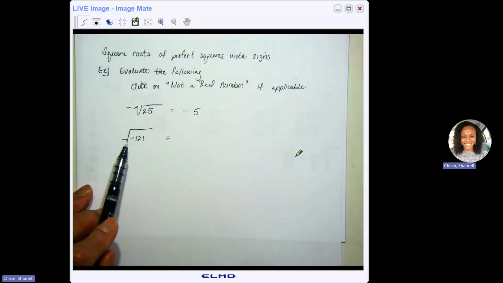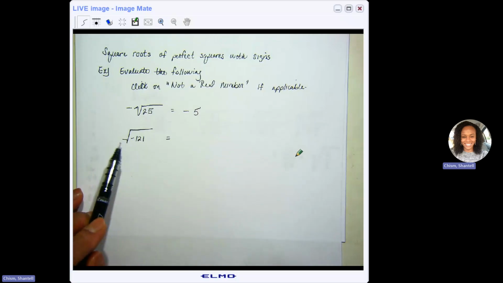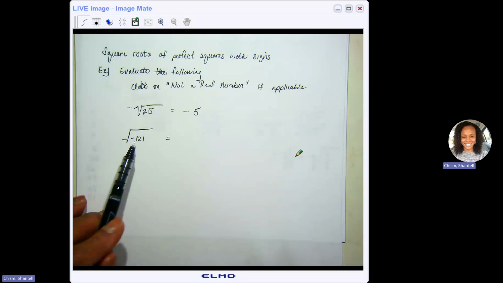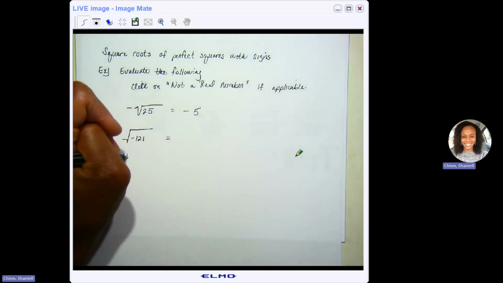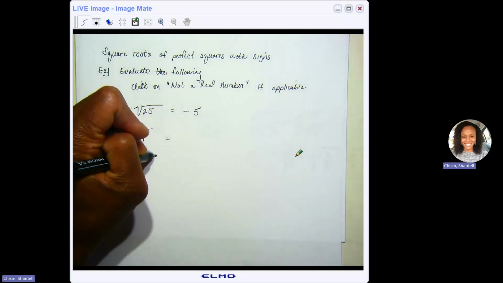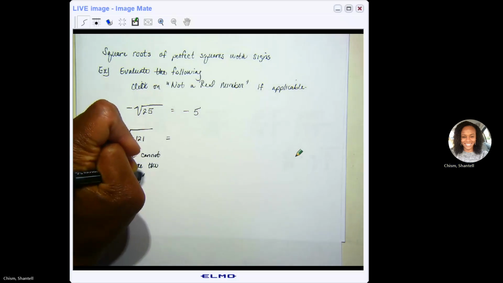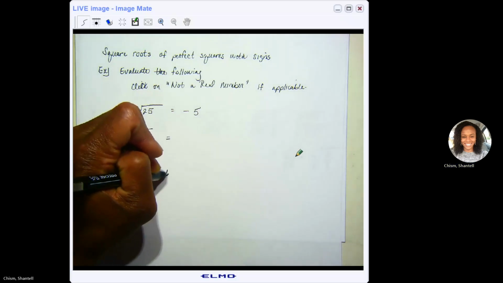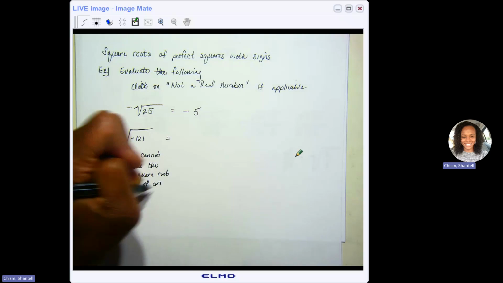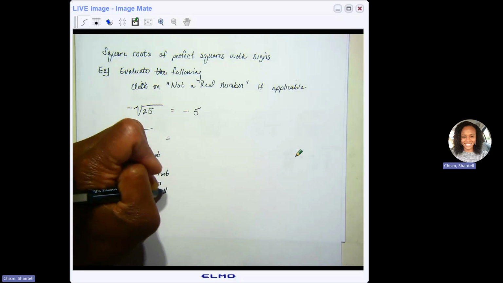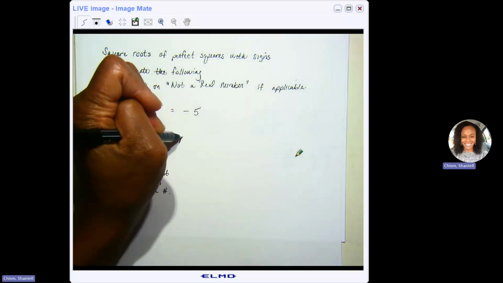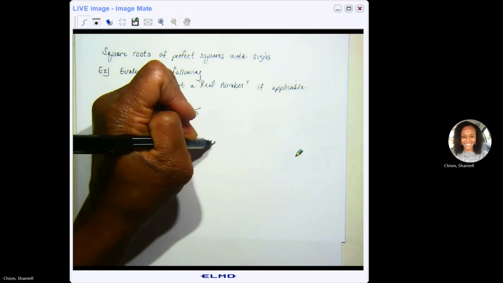Now, you cannot take even roots of negative numbers. So this square root is an even root. You can't take the square root of a negative number. Okay, so this would be not a real number.